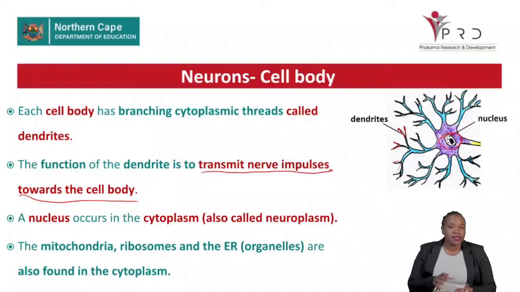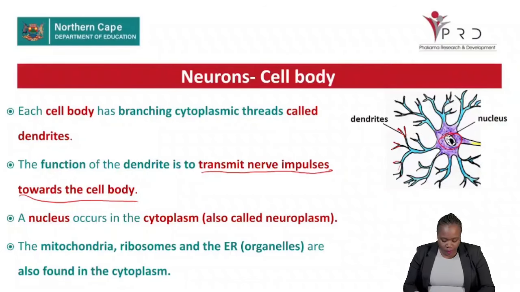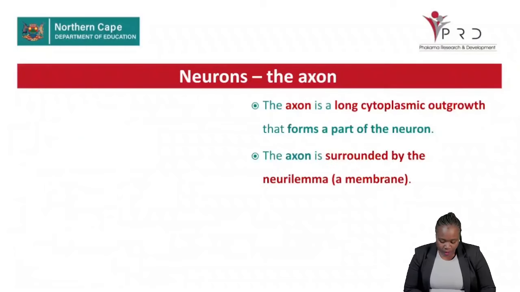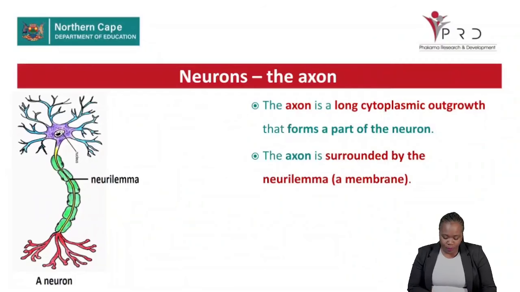And then we have a nucleus in the center over here in the cytoplasm of the cell body. That cytoplasm of the cell body is referred to as the neuroplasm. All right, and then we also have the mitochondria, the ribosomes, as well as the ER, which are other organelles that make up this cytoplasm. So they are also found inside the cytoplasm. And then we have the axon. As we have said, that is a long cytoplasmic growth that forms part of the neuron and it transmits impulses away from the body.